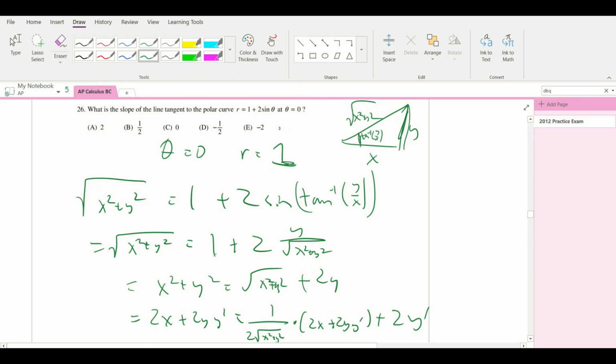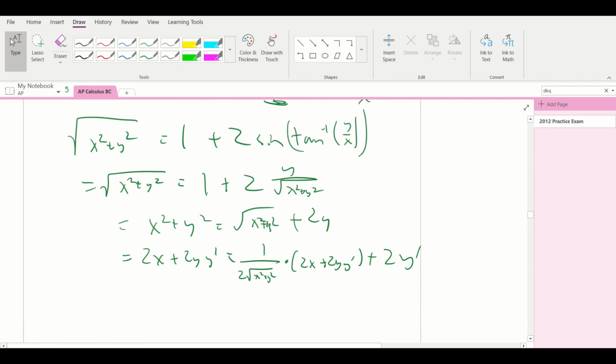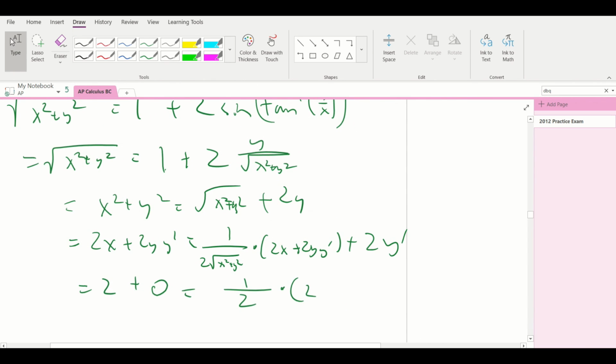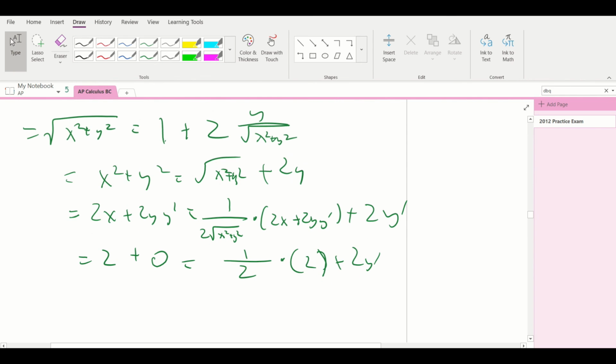We know y equals 0, so since r equals 1, that means x equals 1. So we plug that in, x equals 1, y equals 0. So this is just 1, so that means 2y prime is equal to 1, so y prime equals 1/2.